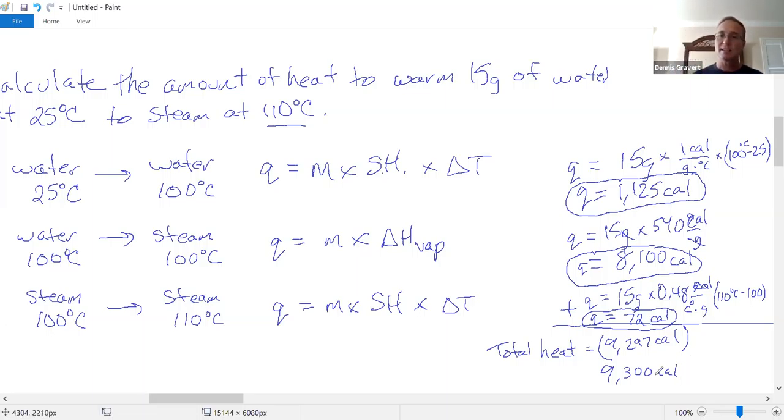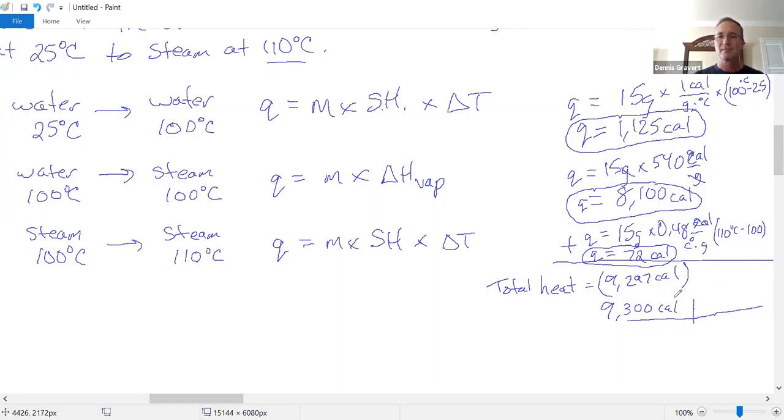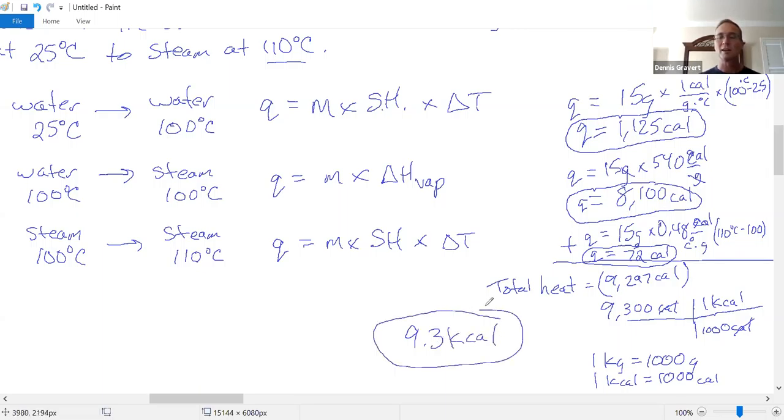Someone else might say, that's a lot of calories. Why don't we convert that to kilocalories? You don't have to, but if you're looking at a homework answer key, sometimes the textbooks will do this without telling you. Your units will be calories, you look at the answer in the back of the book, and it's in kilocalories. What's going on? Just remember, 1 kilogram is 1,000 grams, the same as 1 kilocalorie is 1,000 calories. So I need to cancel out the calories: put the 1,000 calories down here and the 1 kcal up here. 9,300 divided by 1,000 is 9.3 kilocalories. That's the total amount of heat to take cold water at 25 degrees and change it to steam at 110.